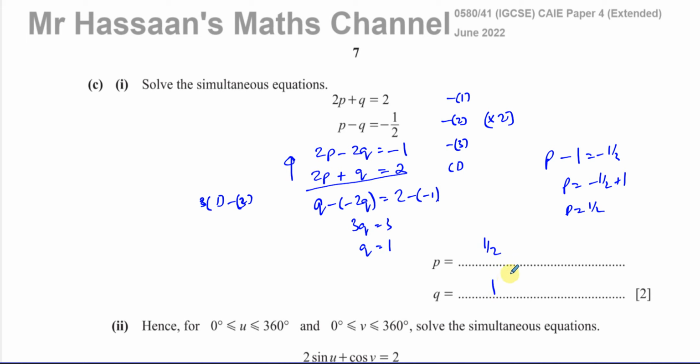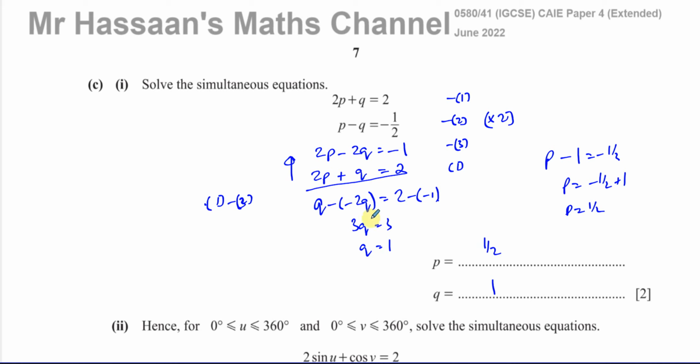We can check our answer to make sure that it works. If I multiply 2 by a half, I get 1. 1 plus 1 is 2. That works. And if I do p minus q, so a half minus 1, I get minus a half. So we know that those two answers are correct. So that's pretty simple, just solving a pair of simultaneous equations. You must show your steps, however, when you do it. Don't just write the answer down, so that the examiner knows you didn't just stick it in your calculator and get the answer.